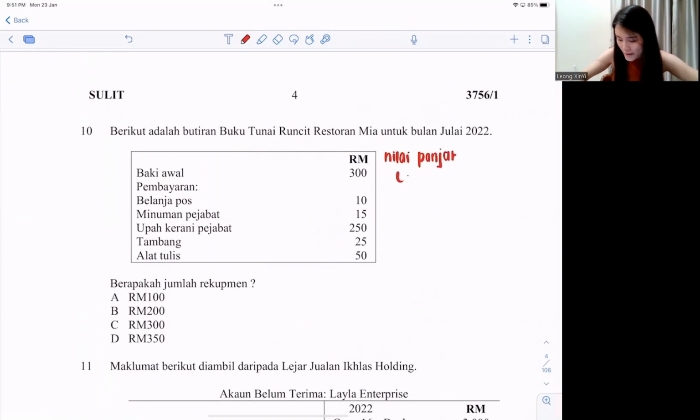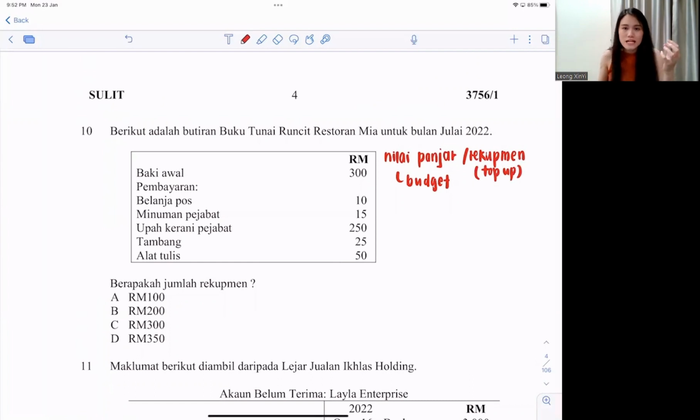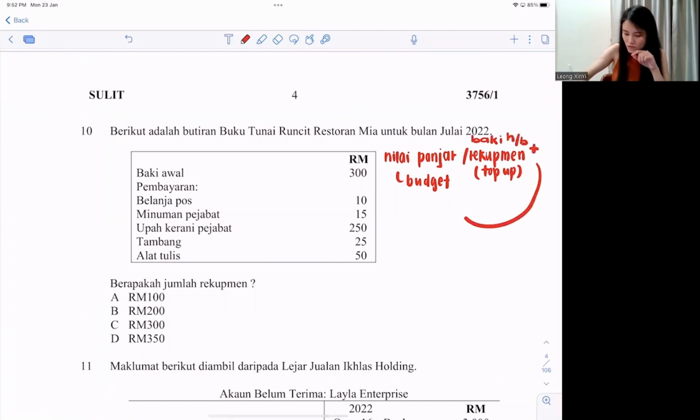That is basically your budget for the month. Okay, monthly budget for buku tunai runcit, and it comes with another word which is called recruitment. But recruitment is more like a top up. Understand? So my budget is called the nilai panjar. But every month after I spend, I will surely need to top up with the value, right? So we will see what is the baki, and recruitment will come underneath it. Baki HB plus recruitment, it will go back into the budget. Is that okay? So that's how you find it lah.